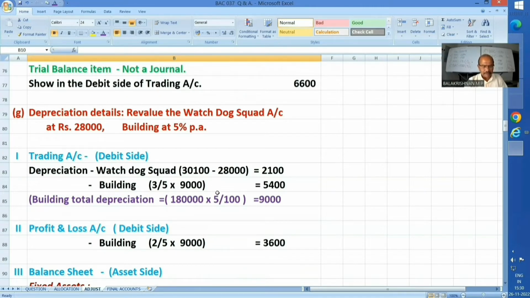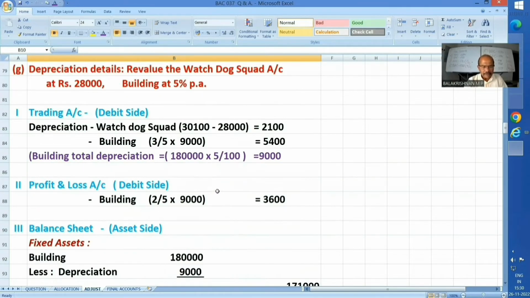Item number G. Depreciation details. Revalue the watchdog's code account rupees 28,000. Building at 5% per annum. Trading account debit side, depreciation, watchdog's code. Given figure is 30,100 minus the latest figure. Naturally, the depreciation is 2,100.